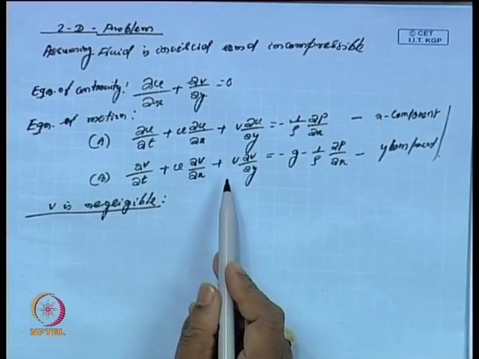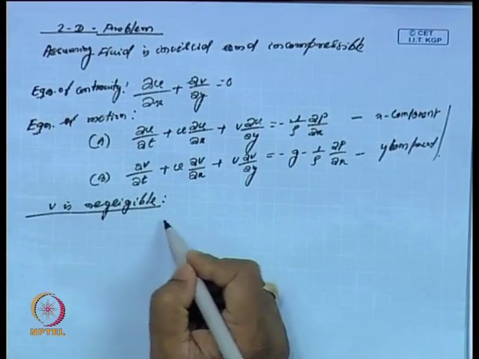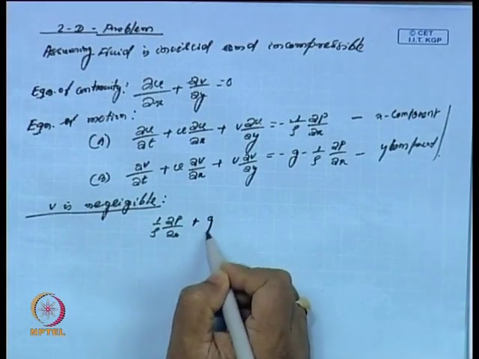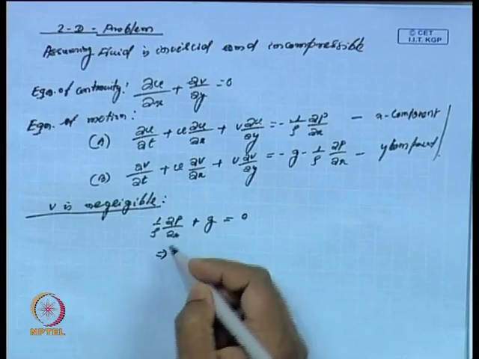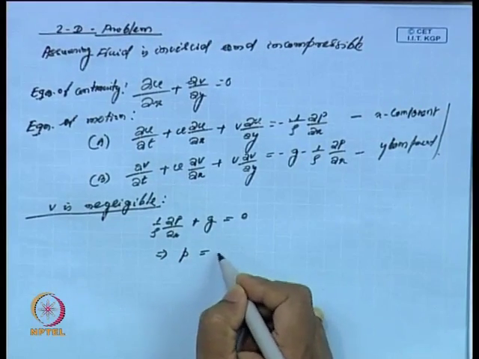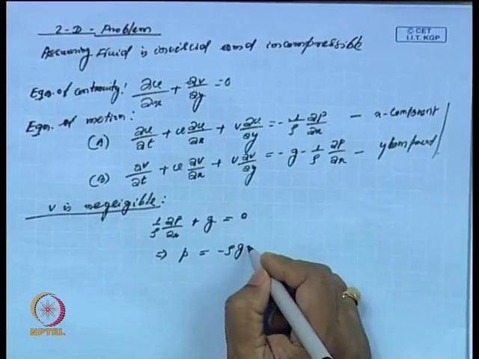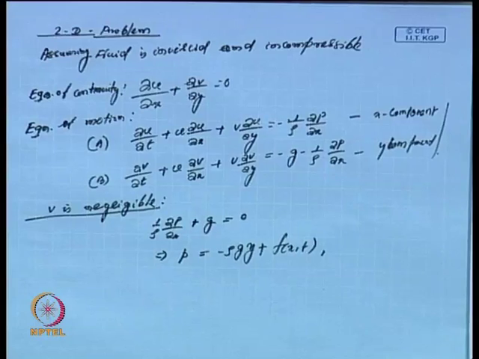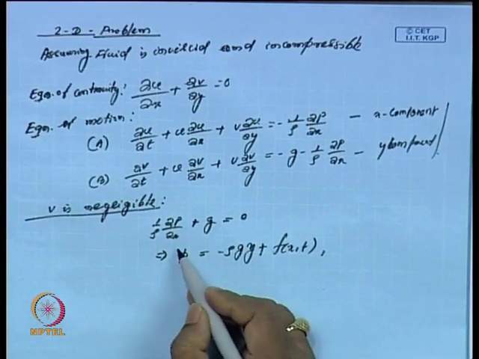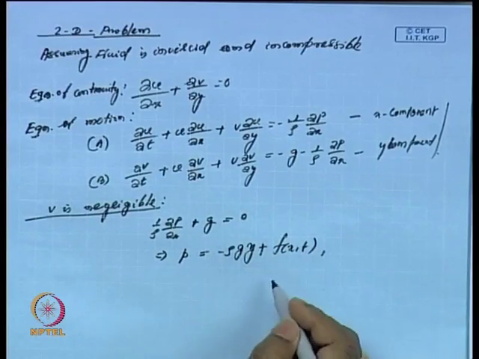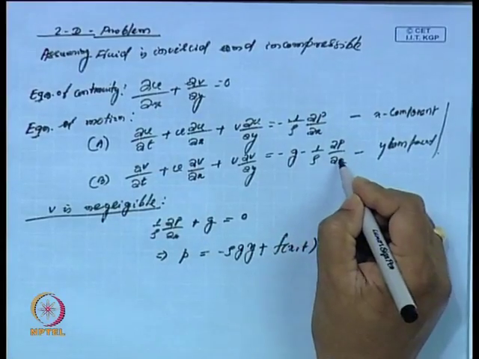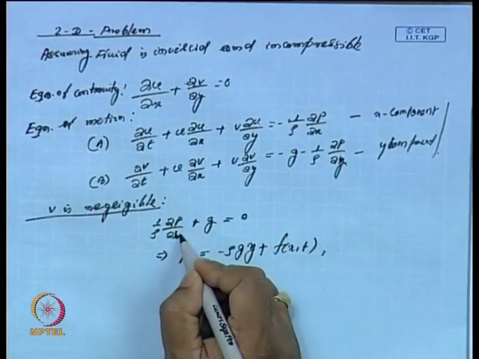We will see that on the left side all terms will be 0, and that will give us 1 by rho del p by del y plus g is equal to 0, which implies p is equal to minus rho g y plus f of x, t, where f of x, t is an arbitrary function, because the derivative is independent of x, so it has to be a function of x and t. Sorry, this is del p by del y, this is y.